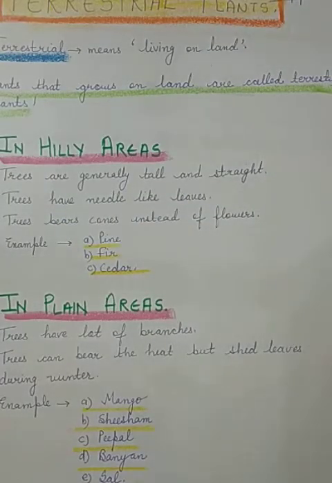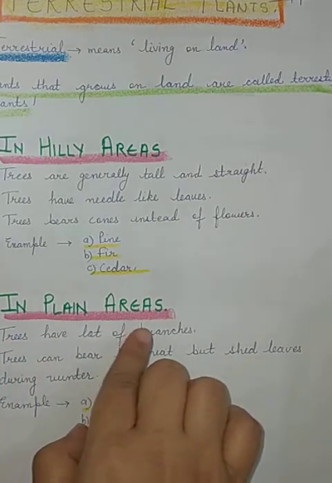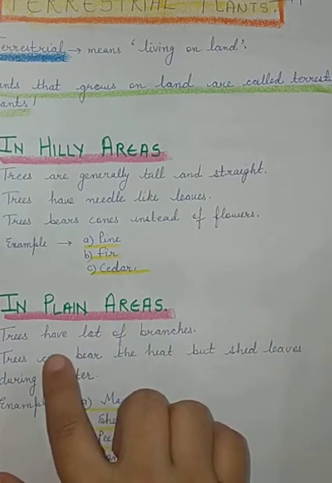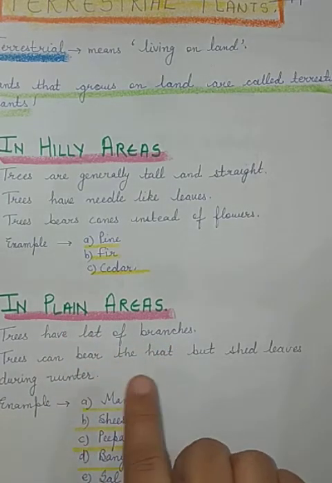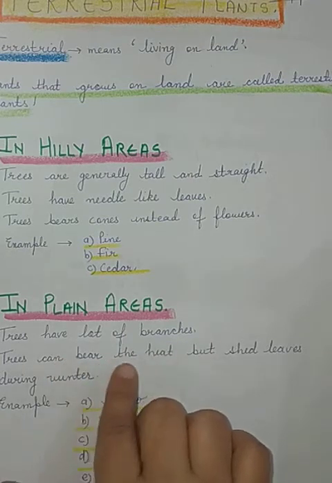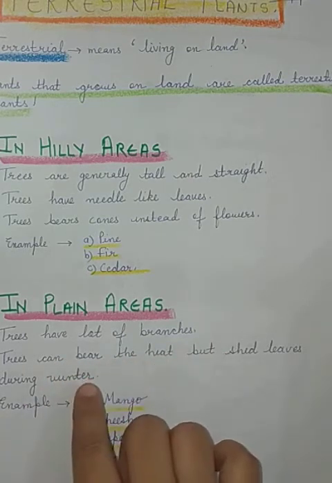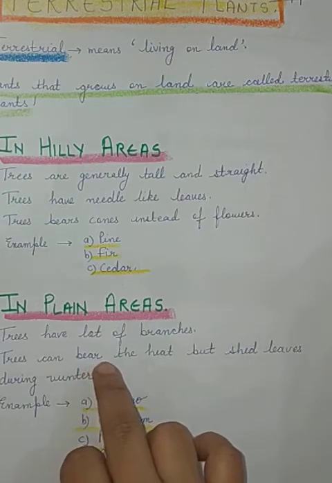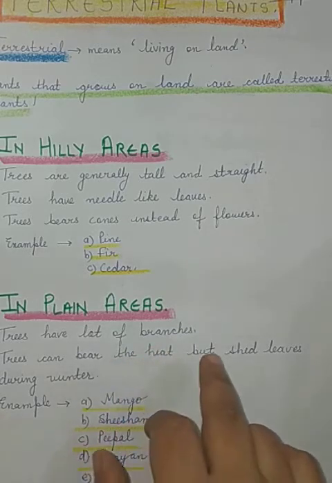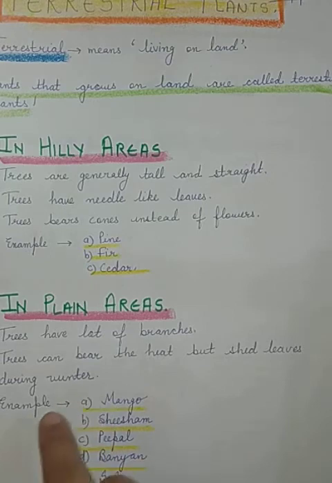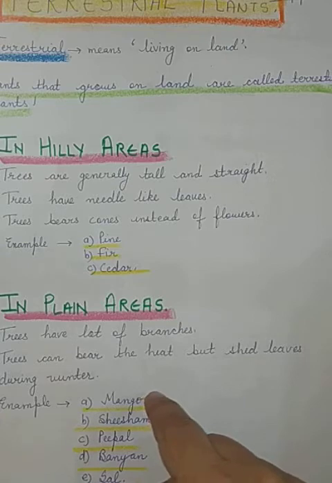Now coming to the plain areas. The trees which grow in plain areas have lots of branches. Trees can bear the heat, but they shed their leaves during the winter season. Examples of trees which grow in plain areas are mango, shisham, peepal, banyan and sal. I will show you the pictures of these also.